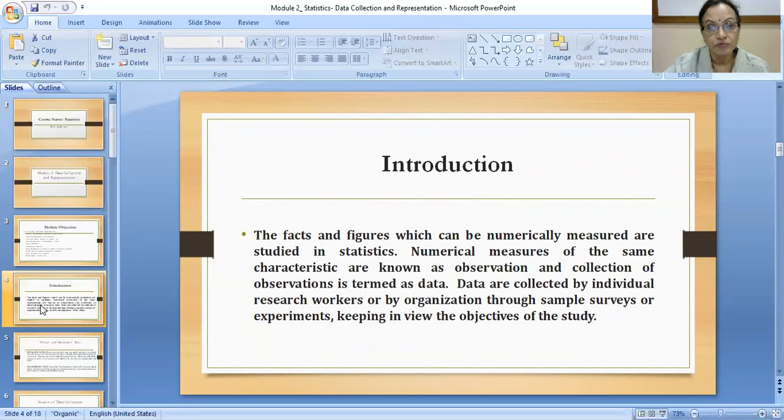Numerical measures of the same characteristic are known as observation, and a collection of observations is termed as data. So data are collected by individual research workers or by organizations through sample surveys or experiments, keeping in view the objectives of the study.